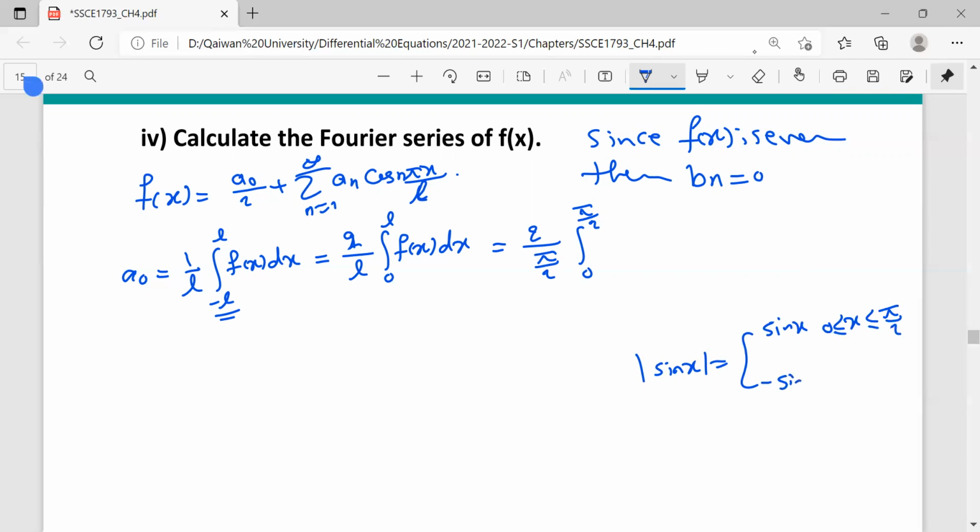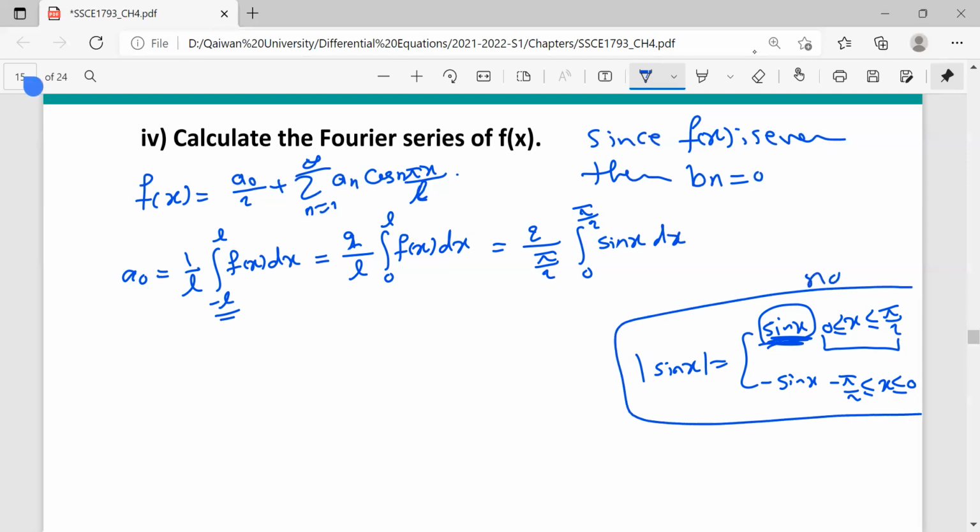And it equals minus sine x when x is from negative pi over 2 to 0. And here we have from 0 to pi over 2. So we just take sine. We don't take the absolute value of sine. We take only the sine function. We don't take the negative part because our interval is from 0 to pi over 2, so we must take only sine x. That's why we don't take the absolute value. Okay? dx.